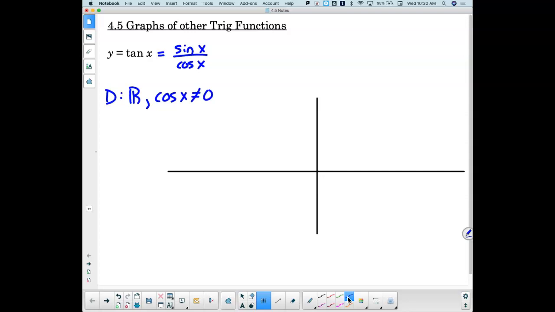Well, when does cosine of x equal 0? Cosine is x or y on the unit circle? X. So when is x equal to 0? We're talking pi over 2 and 3 pi over 2. So we're talking at those two.